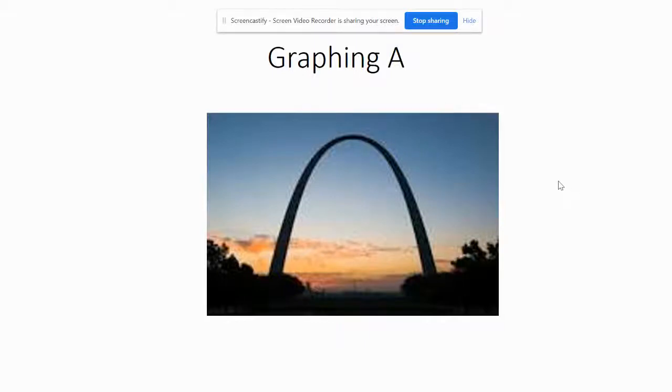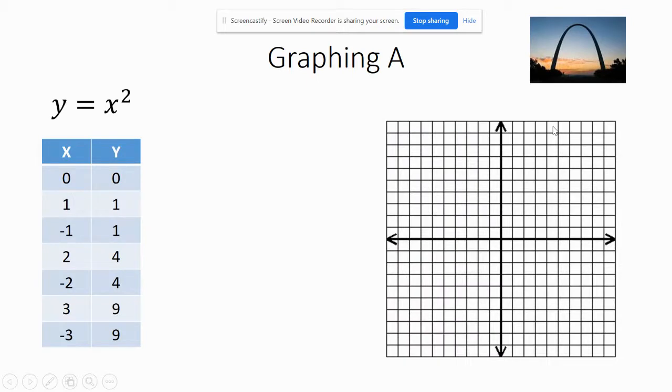Okay, graphing A. We're going to be dealing with quadratics here, so I have the arch here at St. Louis. It's a parabola, and we're going to be talking about what the A means in the quadratic. And A is the value in front of the x squared. In this case, there's not a number, which technically there is.